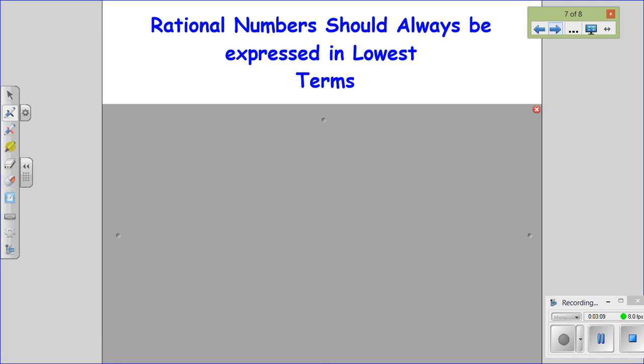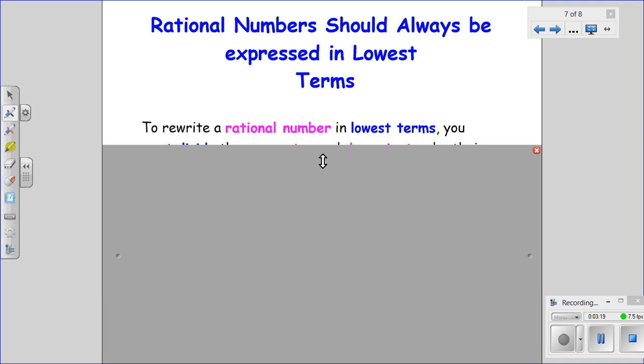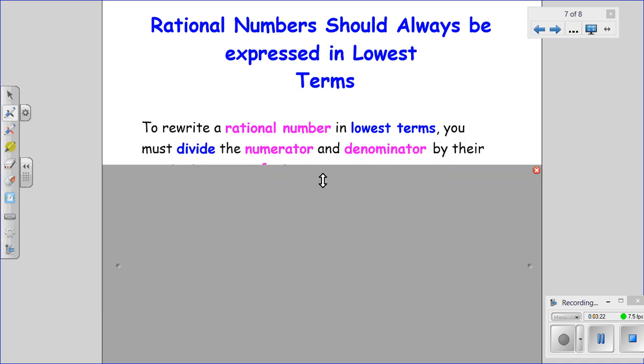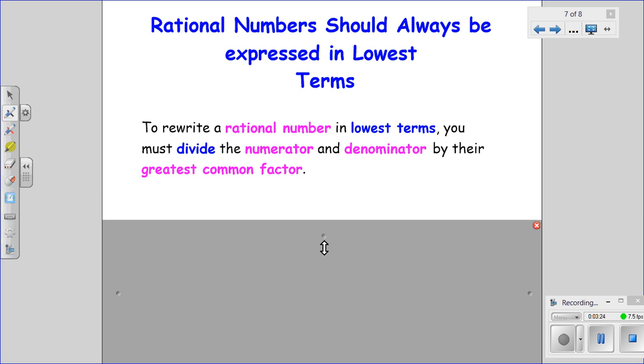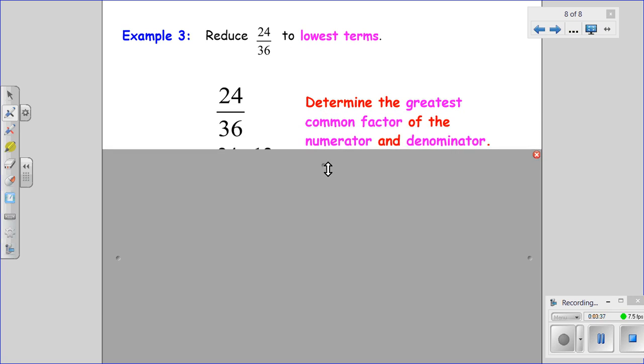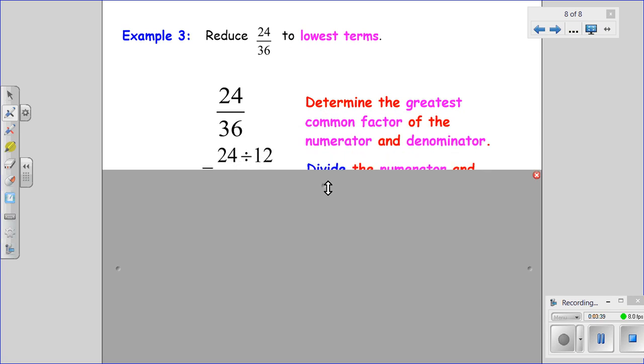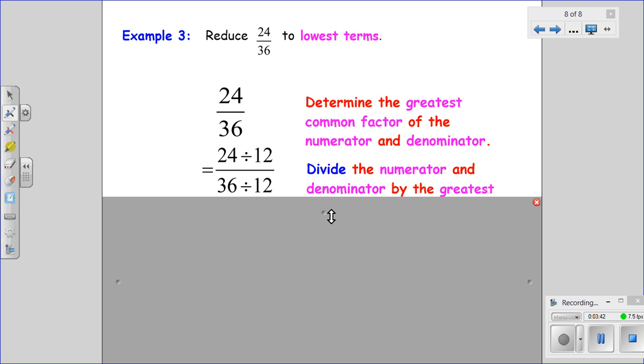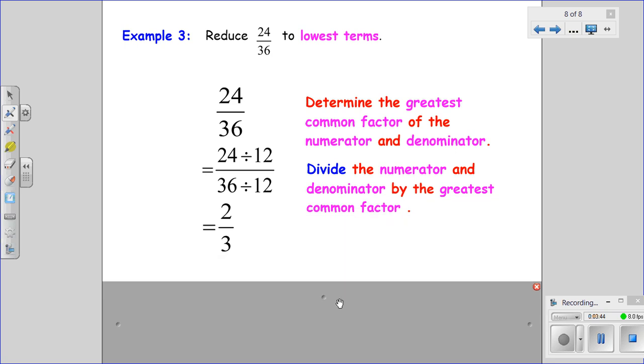Another thing we have to remember that won't always be stated on a test: rational numbers must always be expressed in lowest terms. To rewrite them in lowest terms, you need to divide the numerator and denominator by their greatest common factor. For example, 24 over 36, or 24/36. What's the biggest number we can divide them both by? And that's 12, so we're going to do 24 divided by 12 and 36 divided by 12 to end up with 2/3.